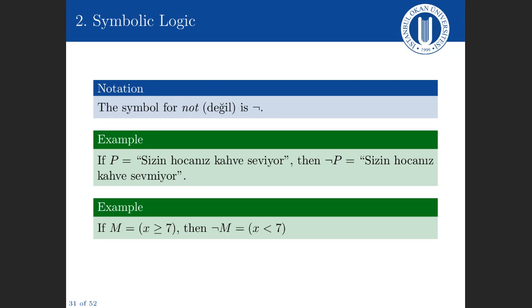Moving on to another symbol. This corner, not quite a minus sign because it has a little part on the right, means not. So for example, if P is the statement "your teacher likes coffee," then not P is the statement "your teacher does not like coffee." Or using some inequalities, if M is the proposition X is greater than or equal to 7, not M is the opposite. Opposite of greater than or equal to 7 is strictly less than 7.